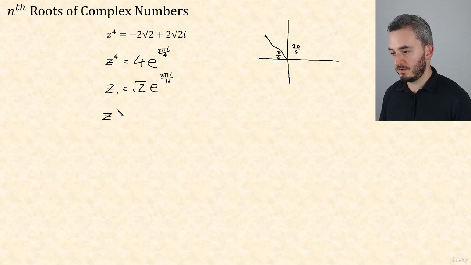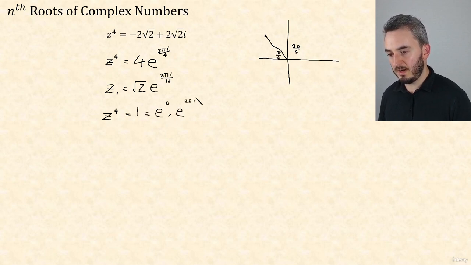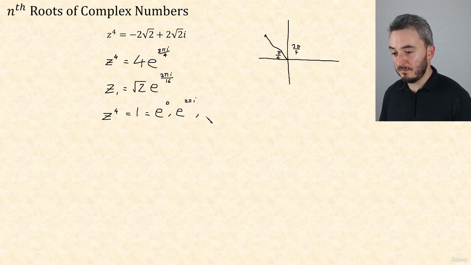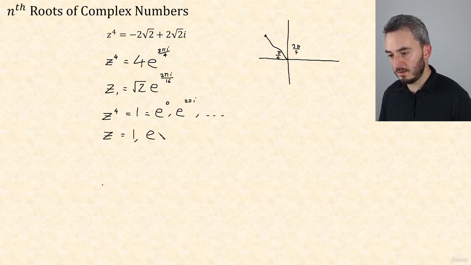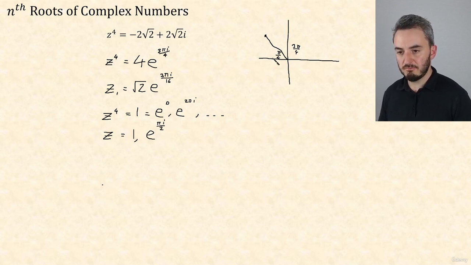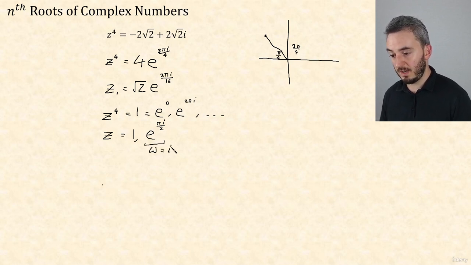So if I'm solving z to the 4 equals 1, which is e to the 0, e to the 2 pi i, and you know what, I don't even need to bother from there, I'll show you why. We get z equals 1, and if I divide this by 4, I get e to the 2 pi i over 4, which is e to the pi i over 2. So look, there's my 1 and there's my omega. What is e to the pi over 2 i? That's just i. So there's my omega, it's my first one, and it's just i.